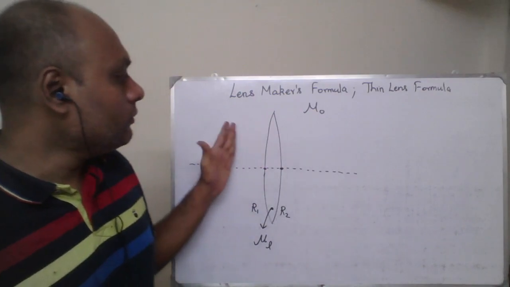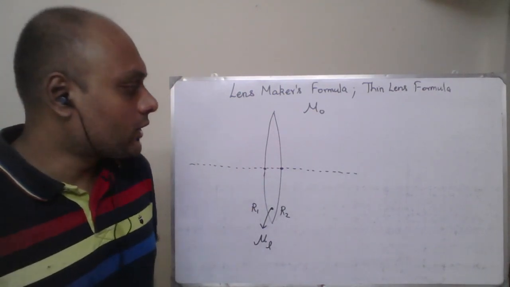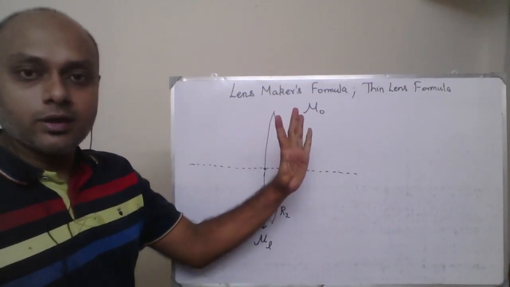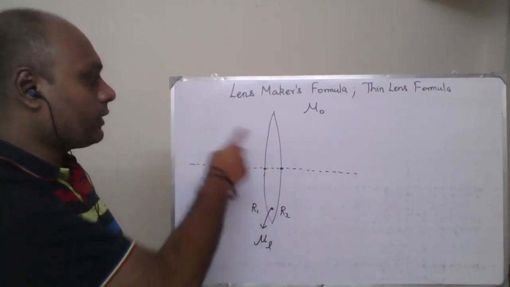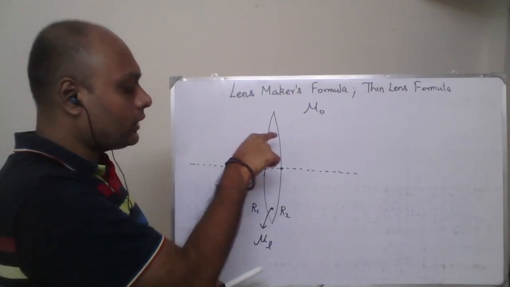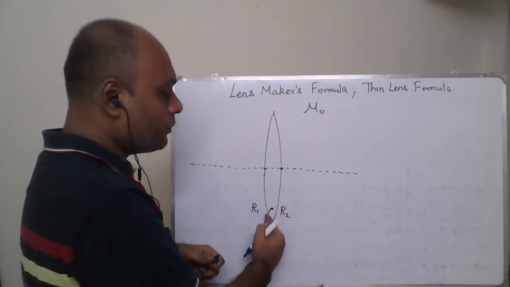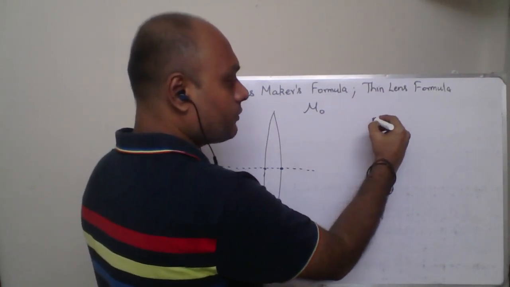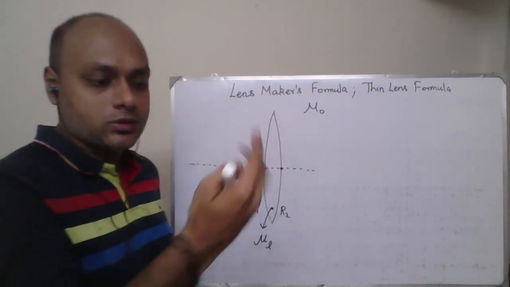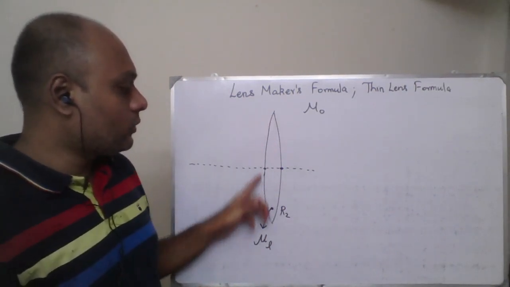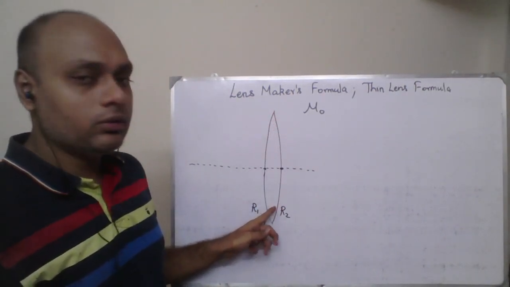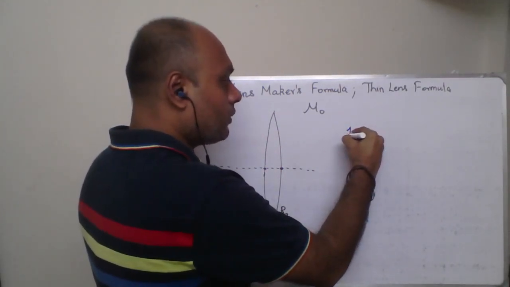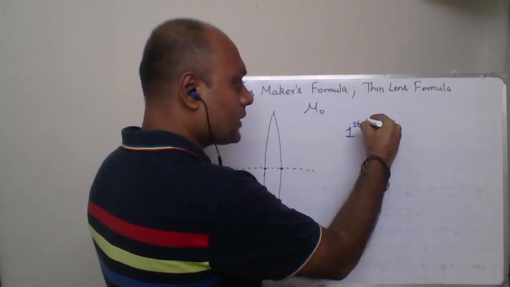Now, let's take this particular situation. Let's say object is this side and incident rays are falling on the lens. Okay, from this mu naught medium, it is going to enter into the mu L medium. So I am going to make use of the spherical surface refraction formula. I am going to make use of it twice because at two surfaces it will refract, one at this surface and the other at the right surface. So two refractions. So for the first refraction, now note that I am not going to apply the sign convention.